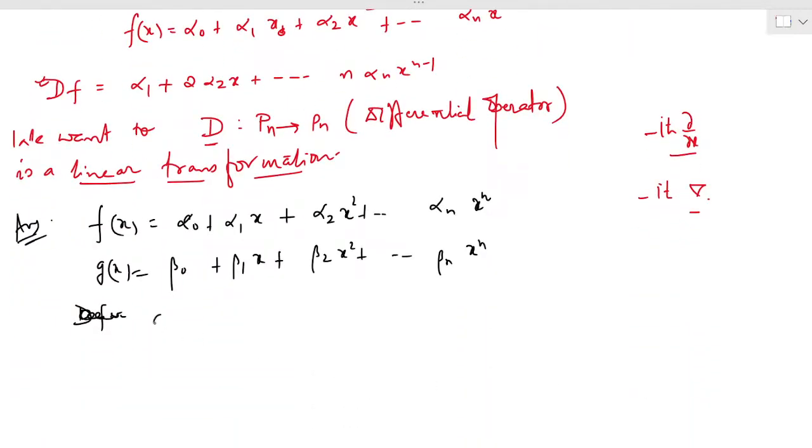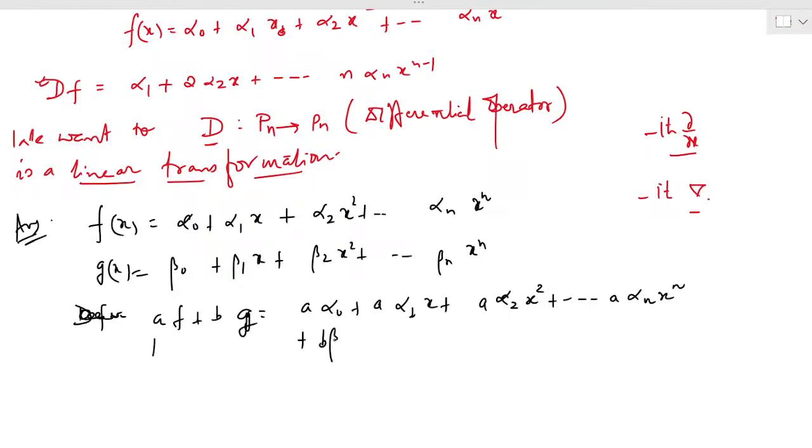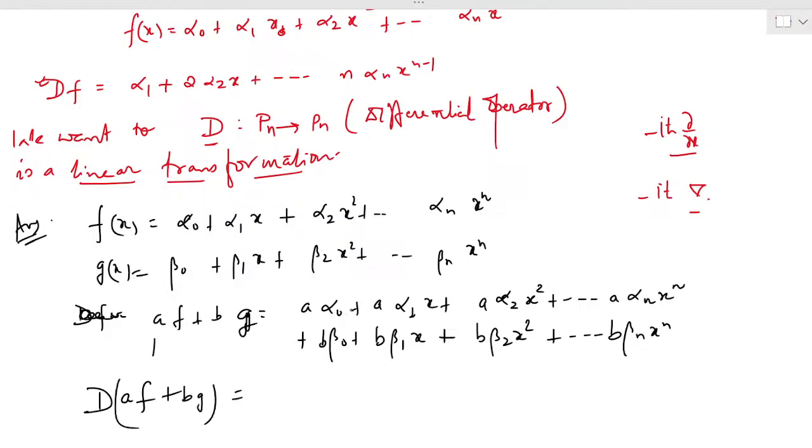Let me try to write what is af plus bg. So my af plus bg would be a alpha naught plus a alpha 1 times x plus a alpha 2 times x square up to a alpha n x raised to power n. And BG would be equal to b beta naught plus b beta 1 x plus b beta 2 x square up to b beta n x^n. Now let us see what this operator does. So I told you this operator would do what?